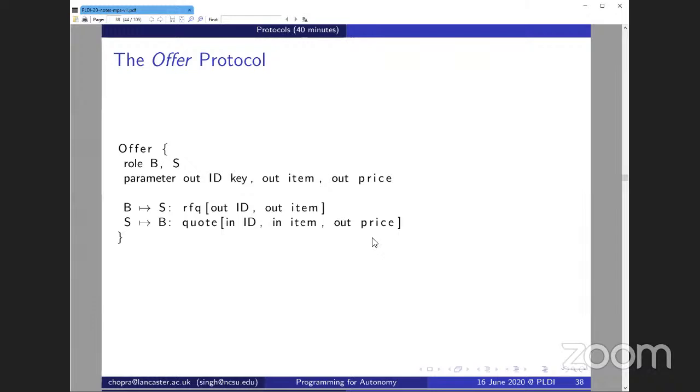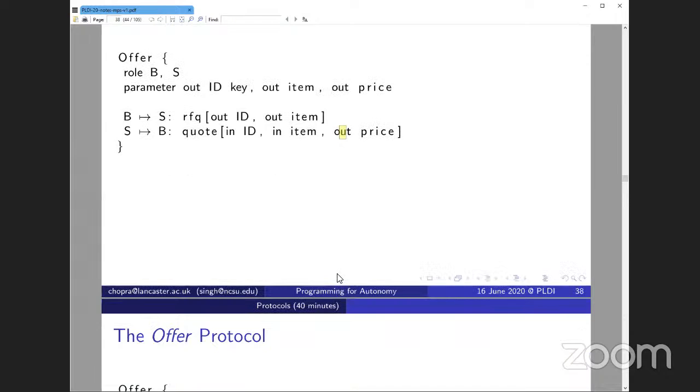Now, that price gets added the same way the item was added and the ID was added by the buyer. But notice here, we don't want the seller to start a new transaction. We want the seller to add to the same transaction that the buyer started. So in this case, the seller reuses the ID. So the seller is doing an in. What the in means is the ID must have arrived from somewhere else. The item must have arrived corresponding to that ID from somewhere else. But the price is being created afresh.